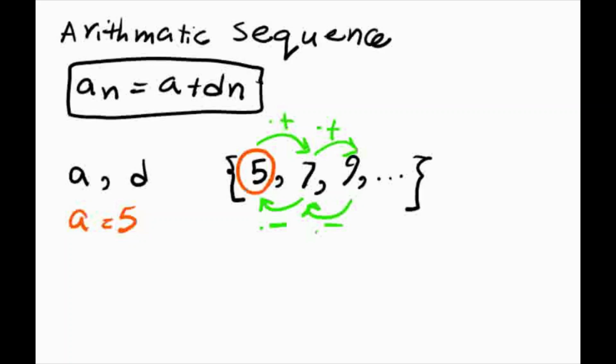Okay, so here 5 plus 2 is 7, 7 plus 2 is 9, and then 9 minus 2 is 7, 7 minus 2 is 5. So my d is going to be 2. So this is all about arithmetic sequence. Now we're going to talk about geometric sequence.